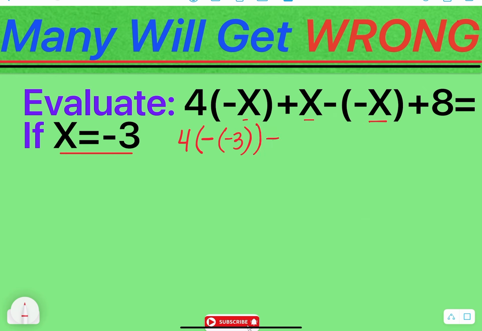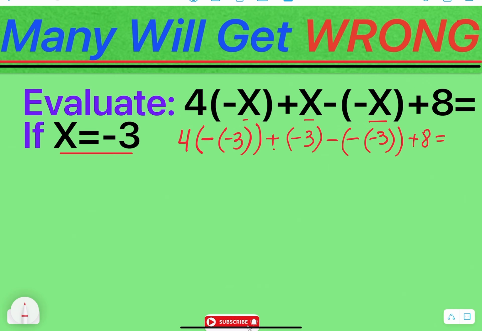So next one is plus x. In this case, we have negative 3 minus parenthesis minus, instead of x, we are writing negative 3, same as here. Then plus 8 equals, let's see what it is equal to.